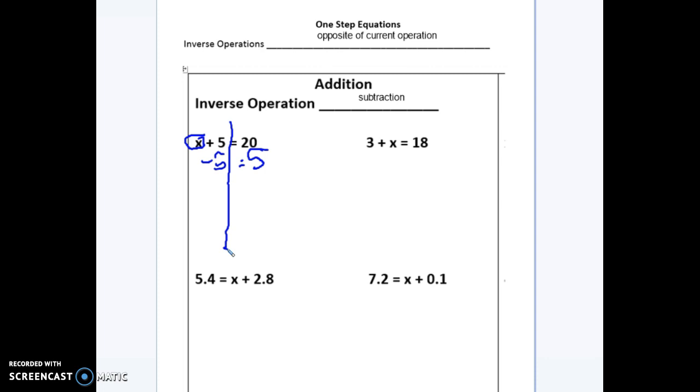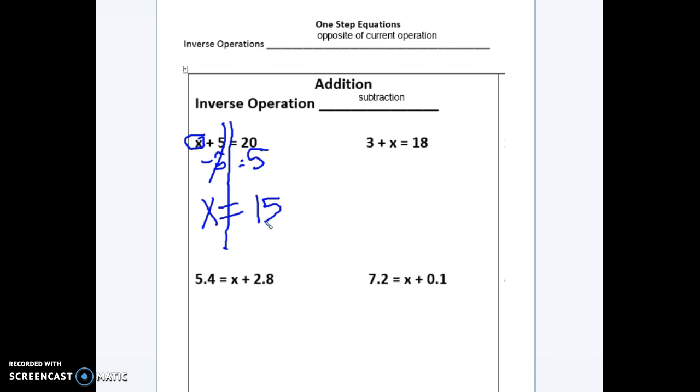So if I have plus 5 and I subtract 5, that's going to cancel out and leave me with x all by itself. On the right side of the equation, I have 20 minus 5, which is 15. I have isolated the variable x, which means x is all by itself. So now I know x is equal to 15.